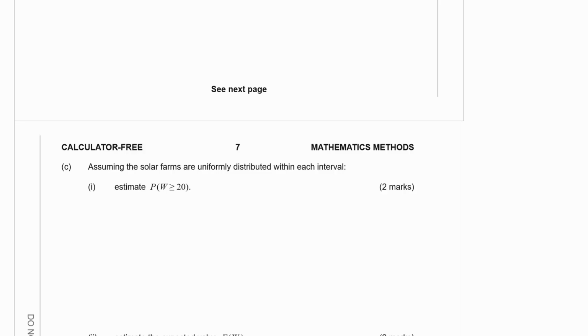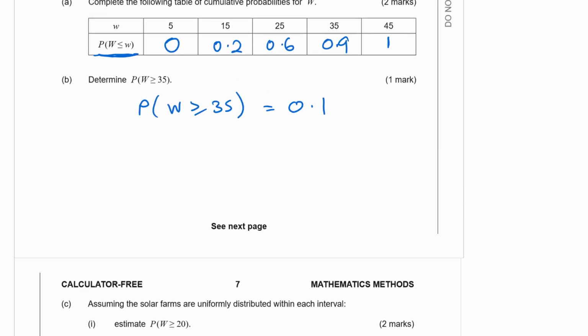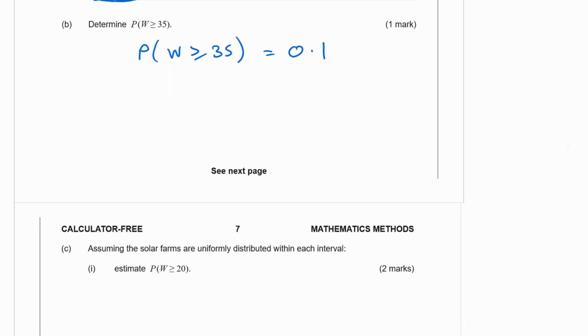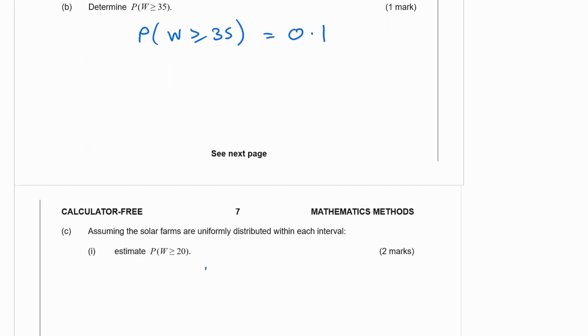Assuming the solar farms are uniformly distributed within each interval, estimate the probability of W being greater than or equal to 20. So 20 is halfway across this interval, so that will be 0.2, add 0.3, add 0.1. So that one there is going to be 0.6.